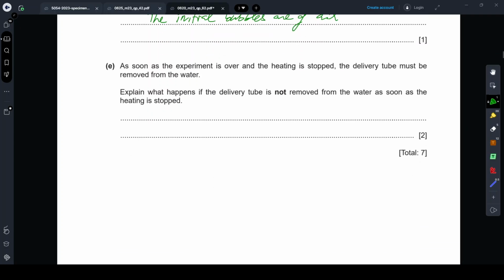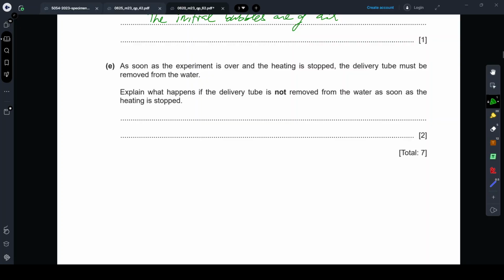All right. As soon as the experiment is over and the heating is stopped, the delivery tube must be removed from the water. This is a repeat question. Now, if you do enough papers, you will realize that there are certain questions that are always asked, certain concepts that are always tested. If you remember, we did this in the specimen as well, I do remember vividly. So if you have these concepts clear, you can just quickly answer it, and that's it.